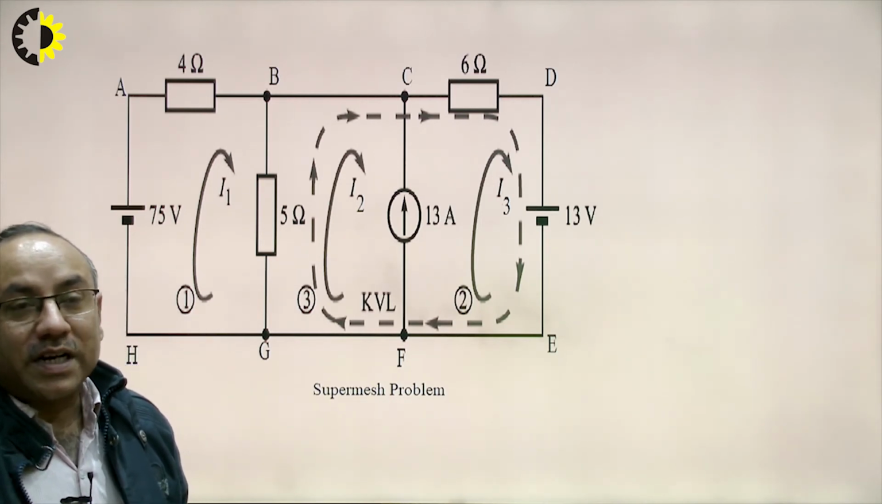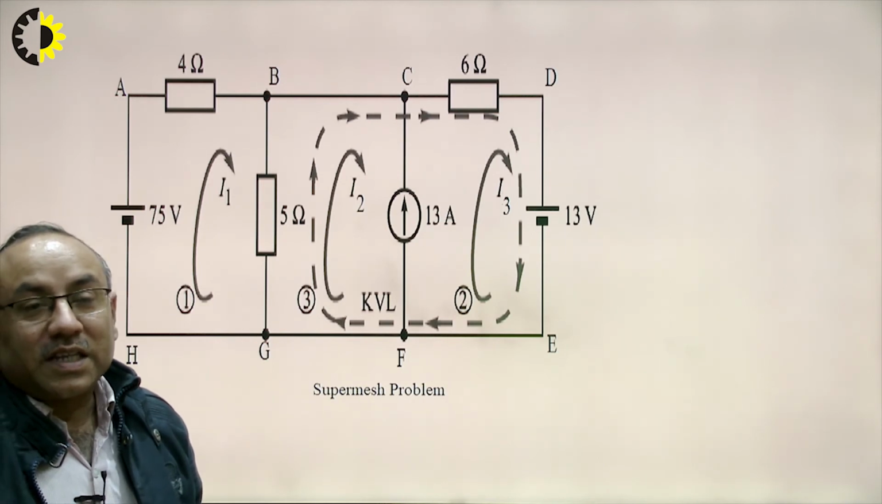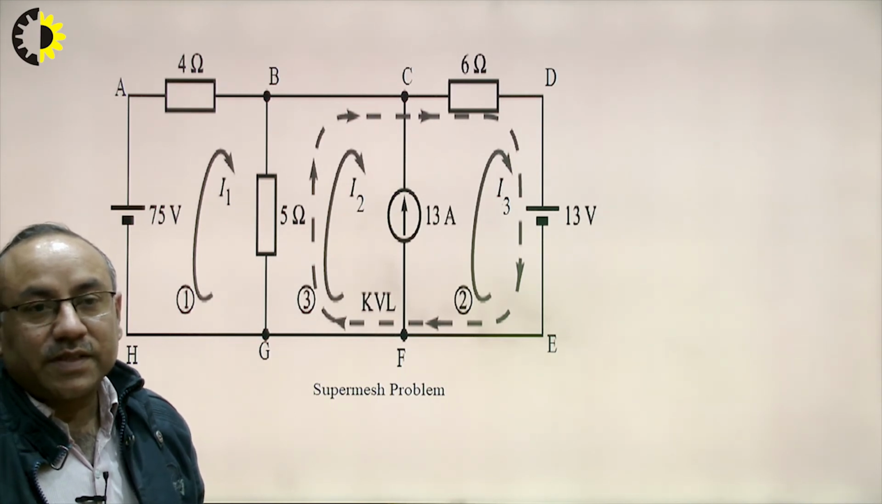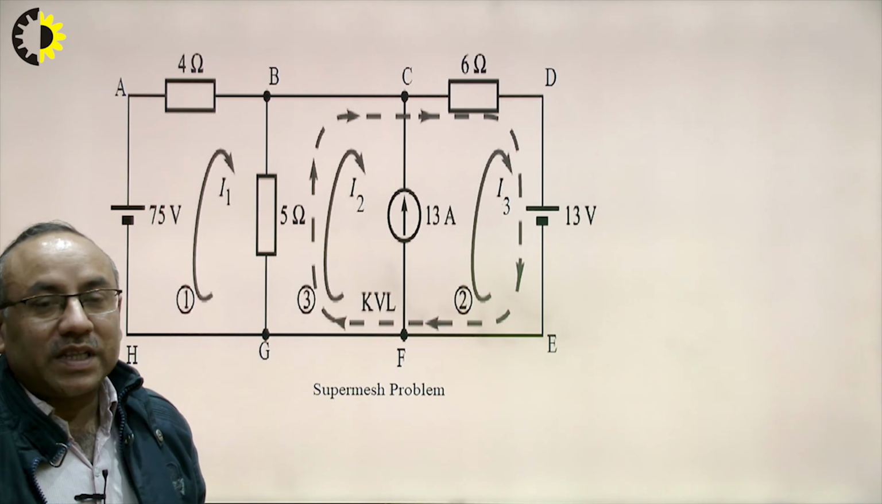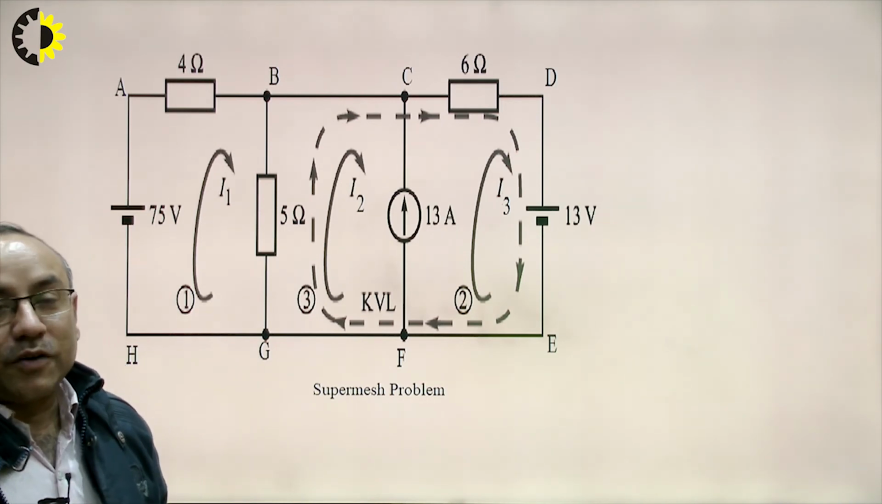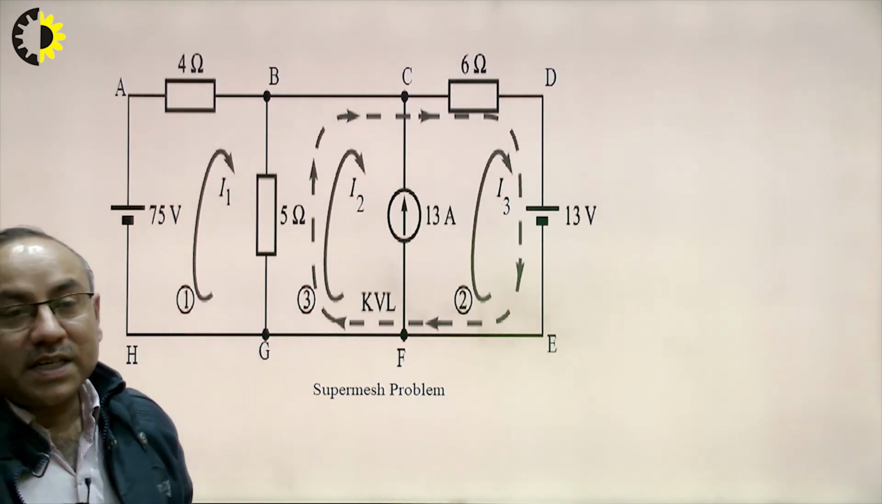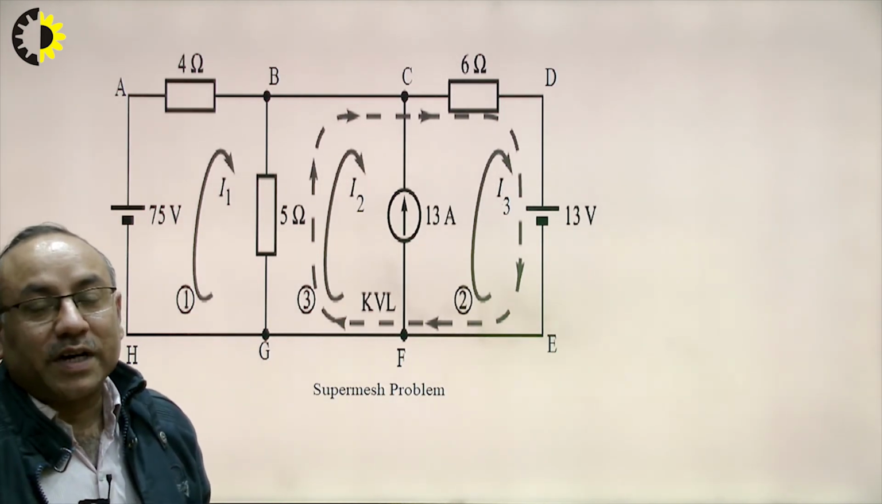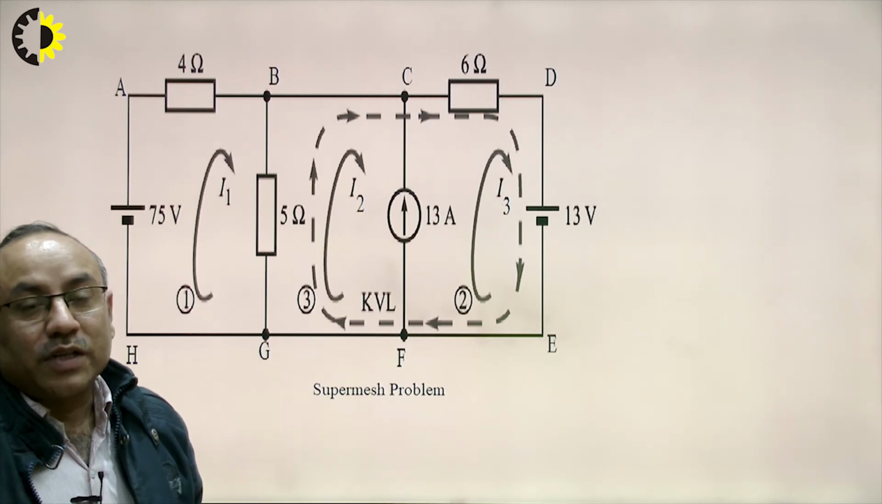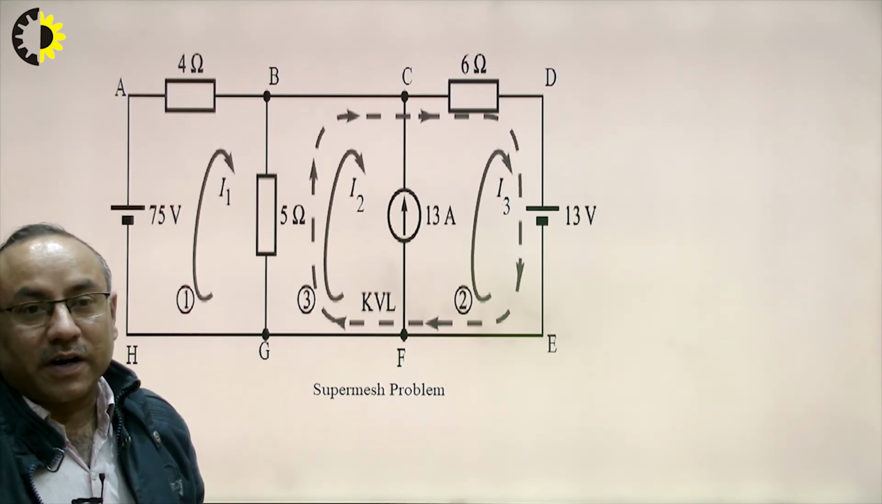So, here in this circuit we see there are 3 meshes. Mesh number 1 is A, B, G, H, A. Similarly, mesh number 2 is B, C, F, G, B, and the third mesh is C, D, E, F, C, and mesh number 2 and 3 combined together are forming a super mesh. So, in total in this circuit we have 3 meshes, and mesh number 2 and 3 combined together form the super mesh.